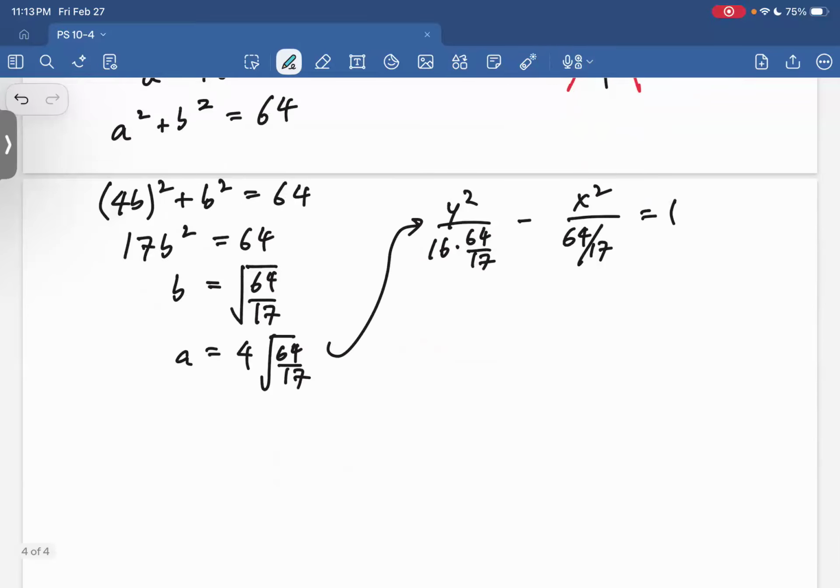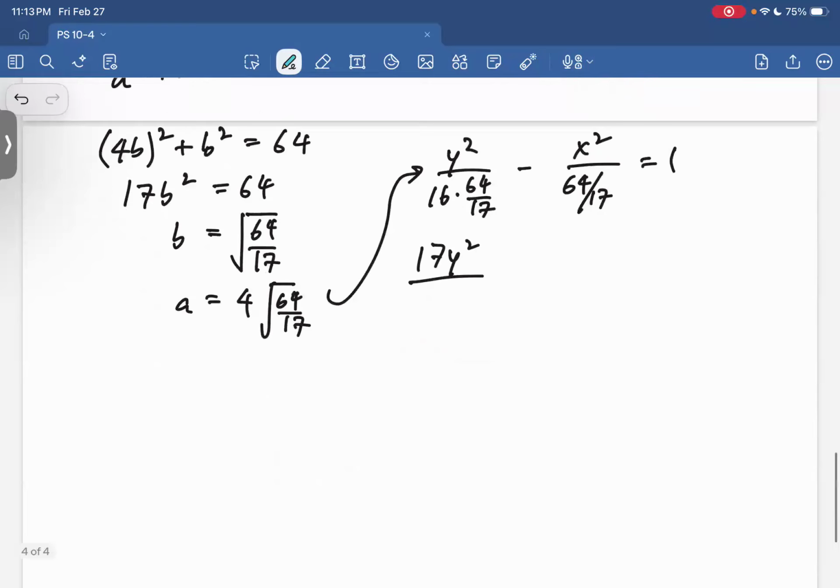And I should simplify that a little bit just for good measure. 17y squared over 16 times 64, which is that 1024? What is 16 times 64? 2 to the 4 plus 2 times 2 to the 6. Yeah, 1024. Maybe this problem's a little too hard, isn't it?